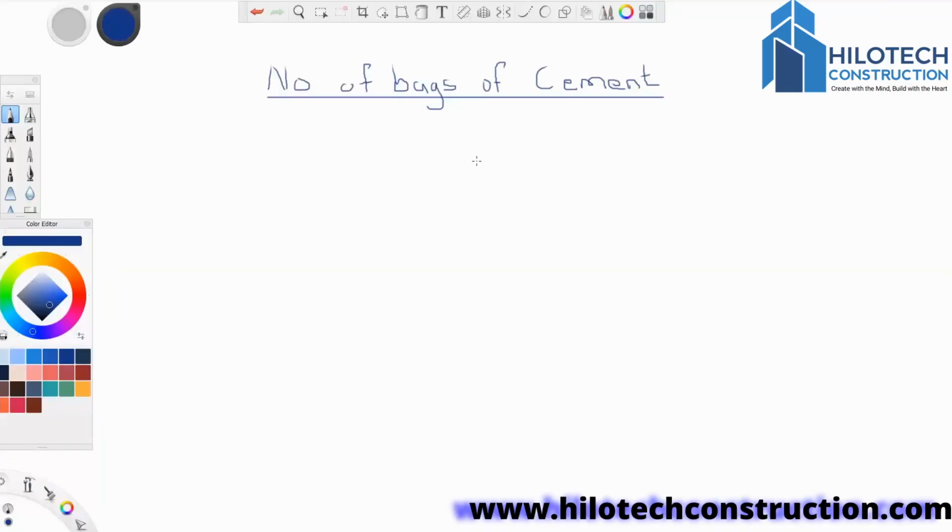Hello everyone. Today we are going to be looking at how you can accurately estimate the number of bags of cement in any structural member which you are about to pour, be it a beam, a pillar, a slab, or any other structural member. In this case, let's just take a slab or a floor.